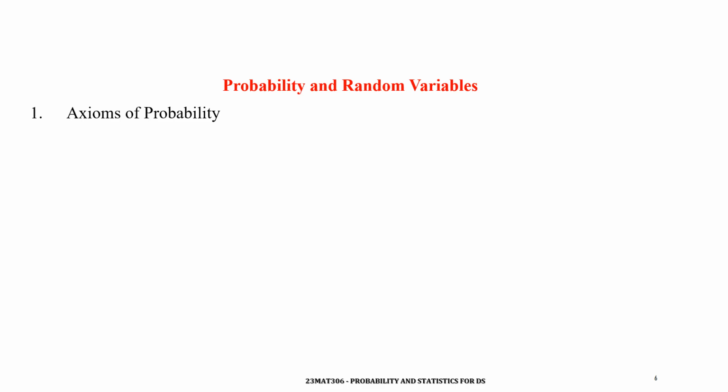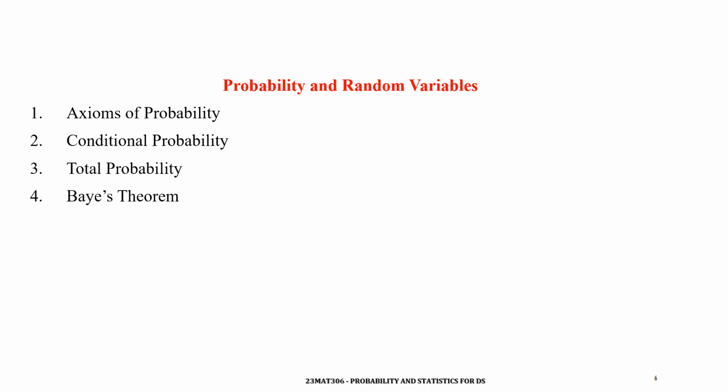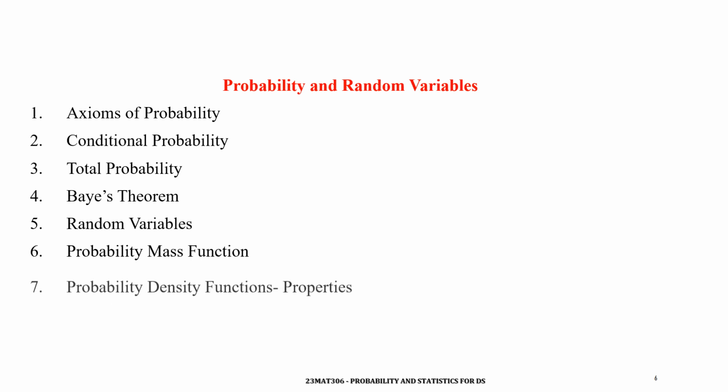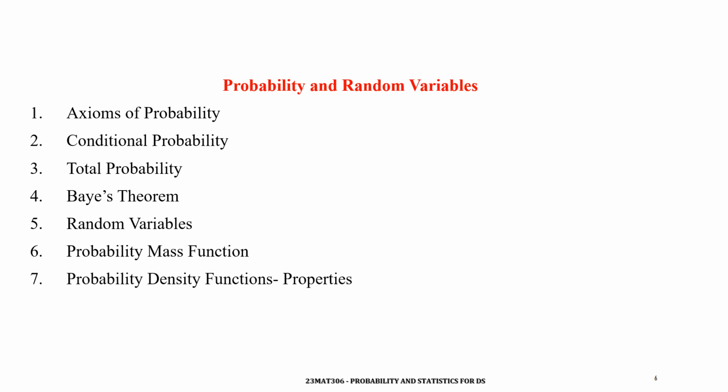So in this unit, we will focus on probability and random variables. Topics include axioms of probability, conditional probability, Bayes' theorem, and different types of probability functions. These concepts help us understand how random events behave and how to mathematically represent them.